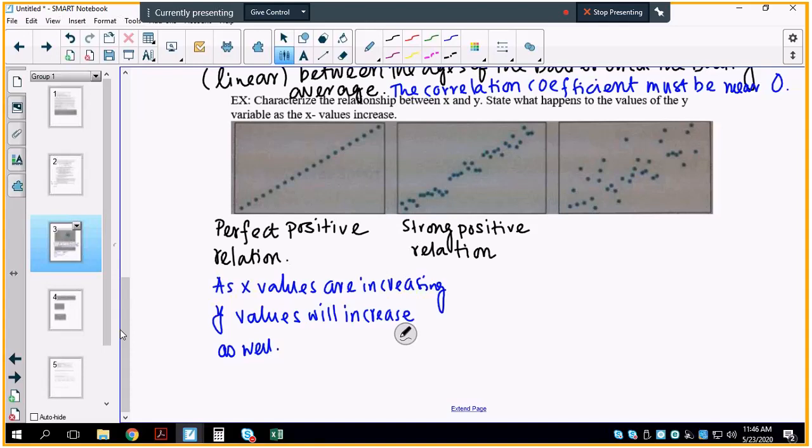And what happens to the values of y? Well, it's the same thing. We will say as x values are increasing, y values will increase as well. So instead of writing that, I'm just going to say that it's the same.